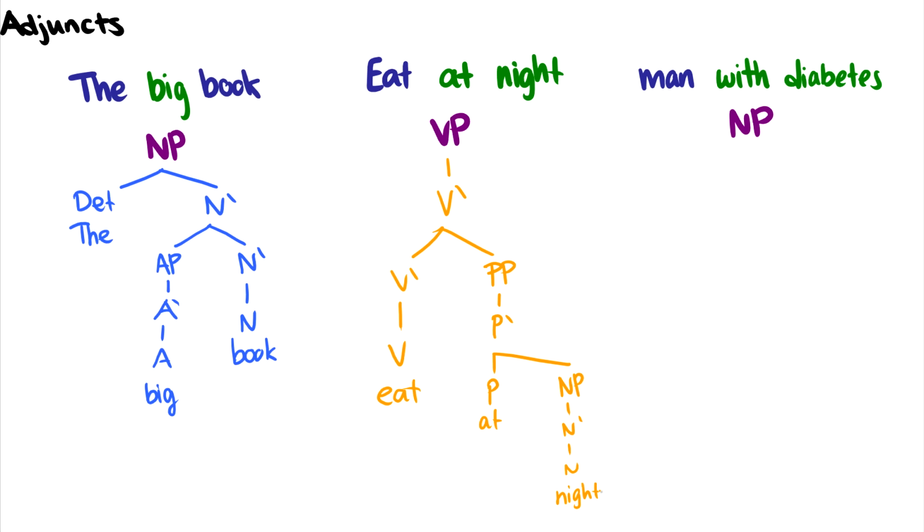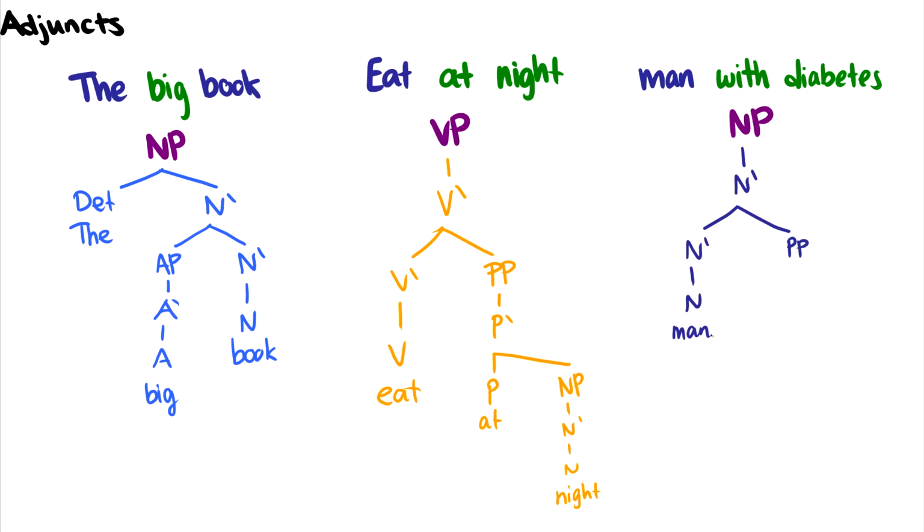Okay, similar, man with diabetes. So it's not the man with diabetes or a man with diabetes. There is no specifier here. So we go straight to the bar level. With diabetes is an adjunct. So it is going to be a daughter of an N bar and sister of an N bar. And then finally, man. Man is the head noun.